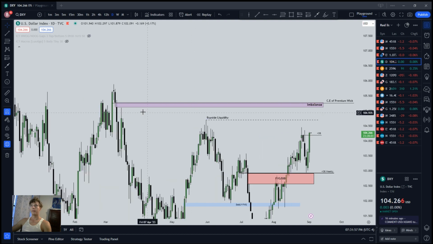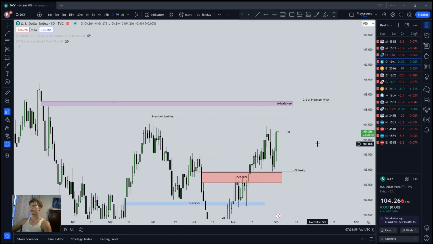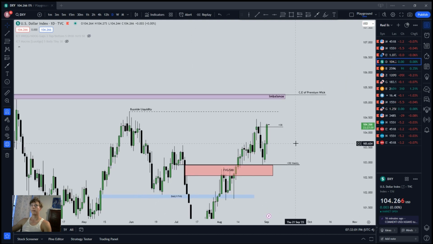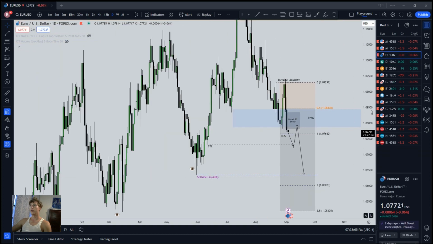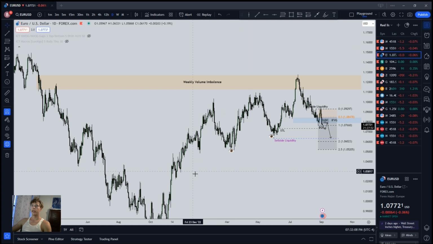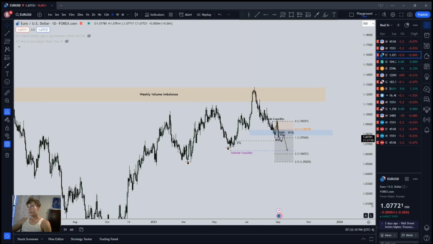We got buy side up here. We got an imbalance here. We are bullish on the dollar, and therefore we are heavily bearish on euro. We got all these lows to take out before the end of the year.